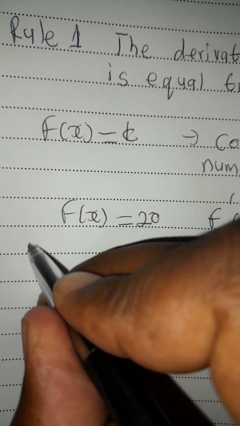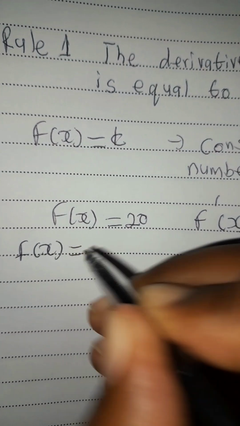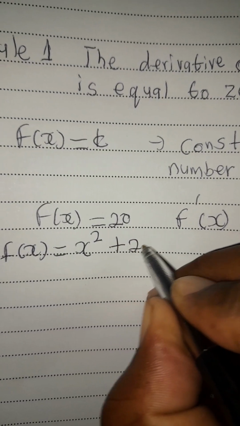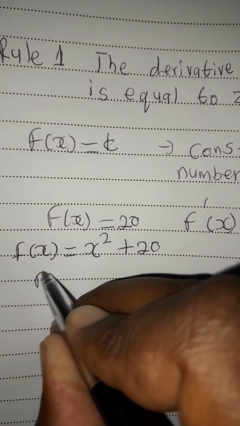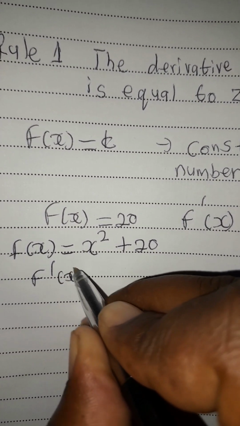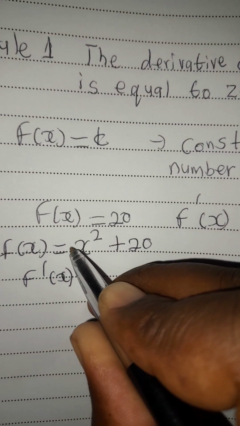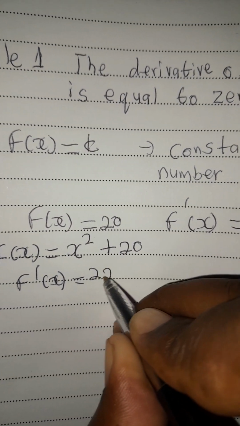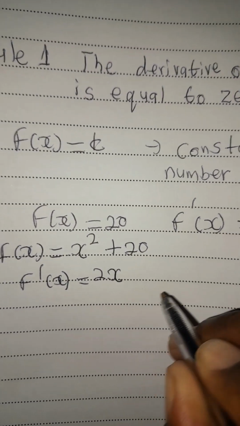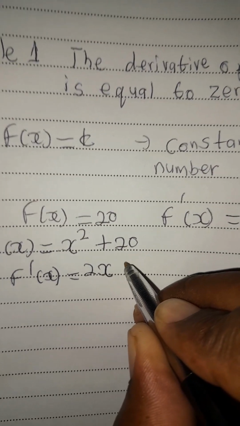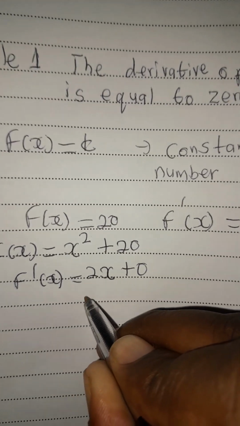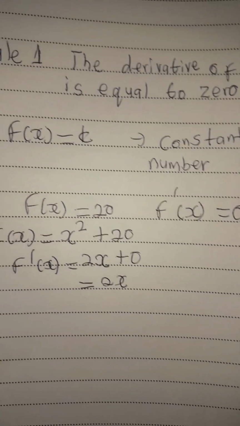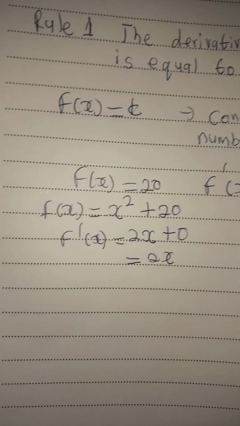Even in cases like this, let's say we have f(x) = x squared plus 20. When you differentiate this, the derivative f'(x), using the power rule, will be 1 times 2, that will be 2, then with x here, 2 minus 1, that will be 1. Then what is the derivative of 20? Since it's a constant, it's going to be 0. So we have 2x plus 0, that will be 2x. So hope you have learned something from rule 1.